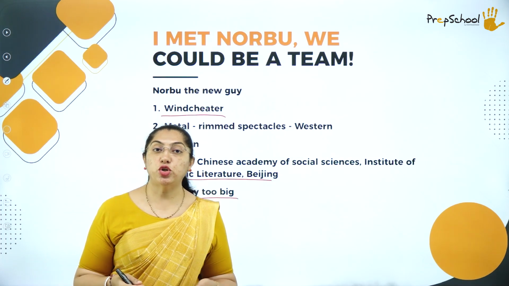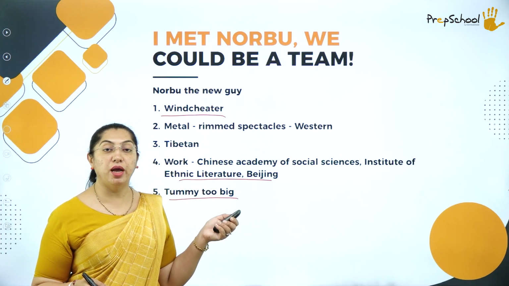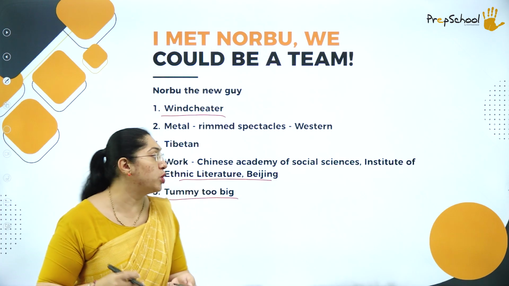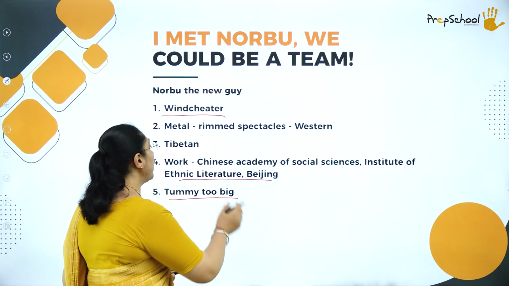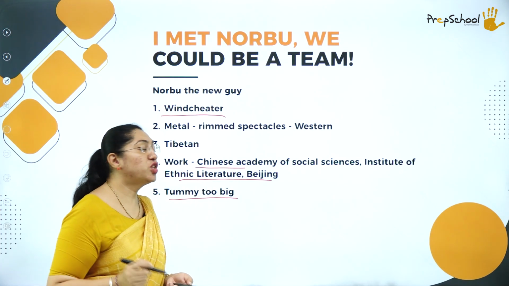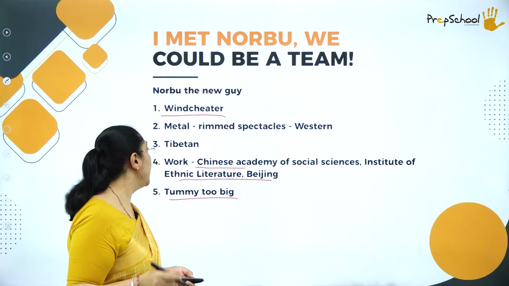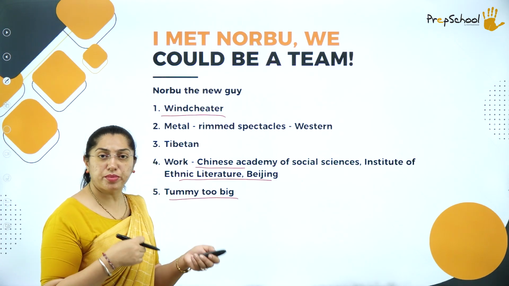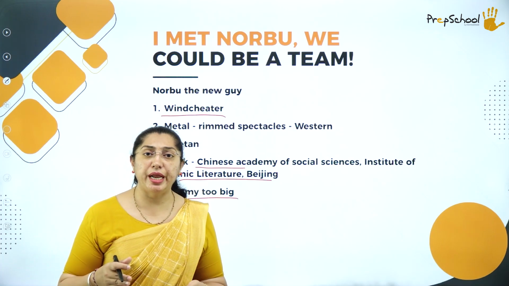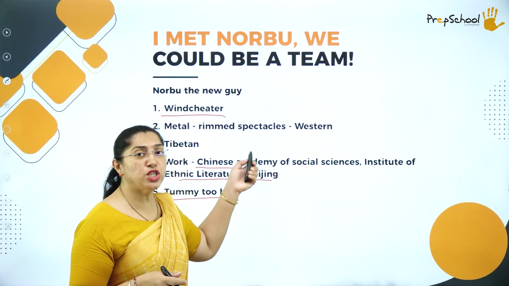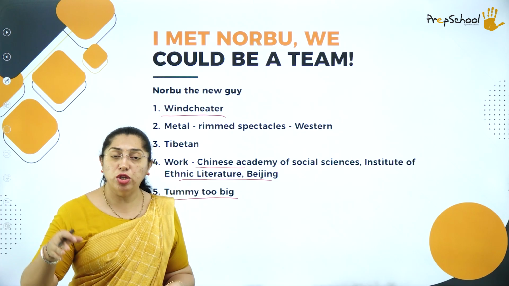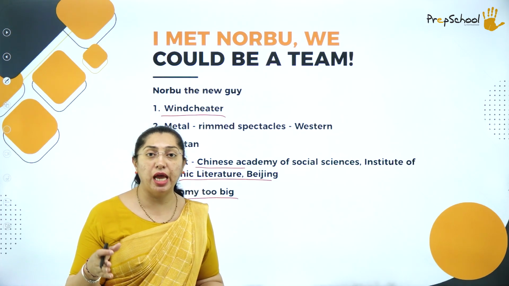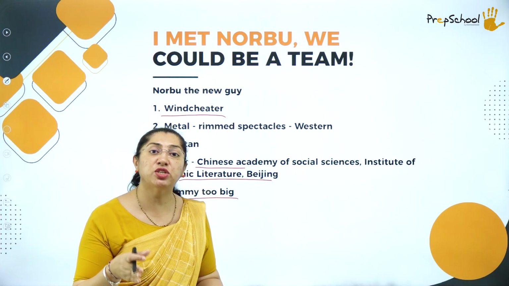So here, as I told, Norbu is a Buddhist, but he never practiced anything. He was just writing the books. That's all he was doing. You can see his work, like Chinese Academy of Social Science Institute, Ethnic Literature, Beijing, all these books were written by him, and he used to keep reading them. So who is that? That is Norbu. Even he says he also wants to go on the pilgrimage, and no one is there along with him. It is also his first try.